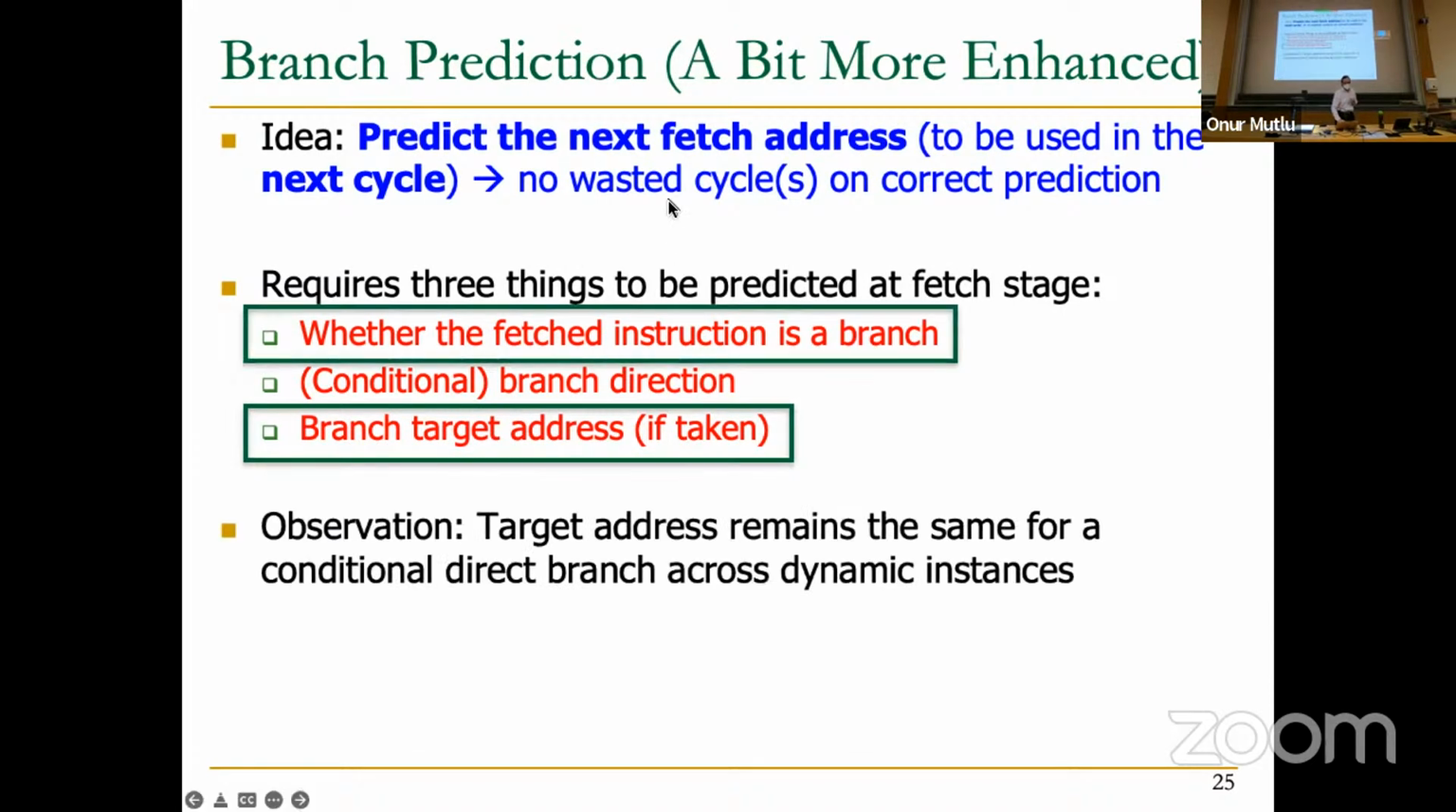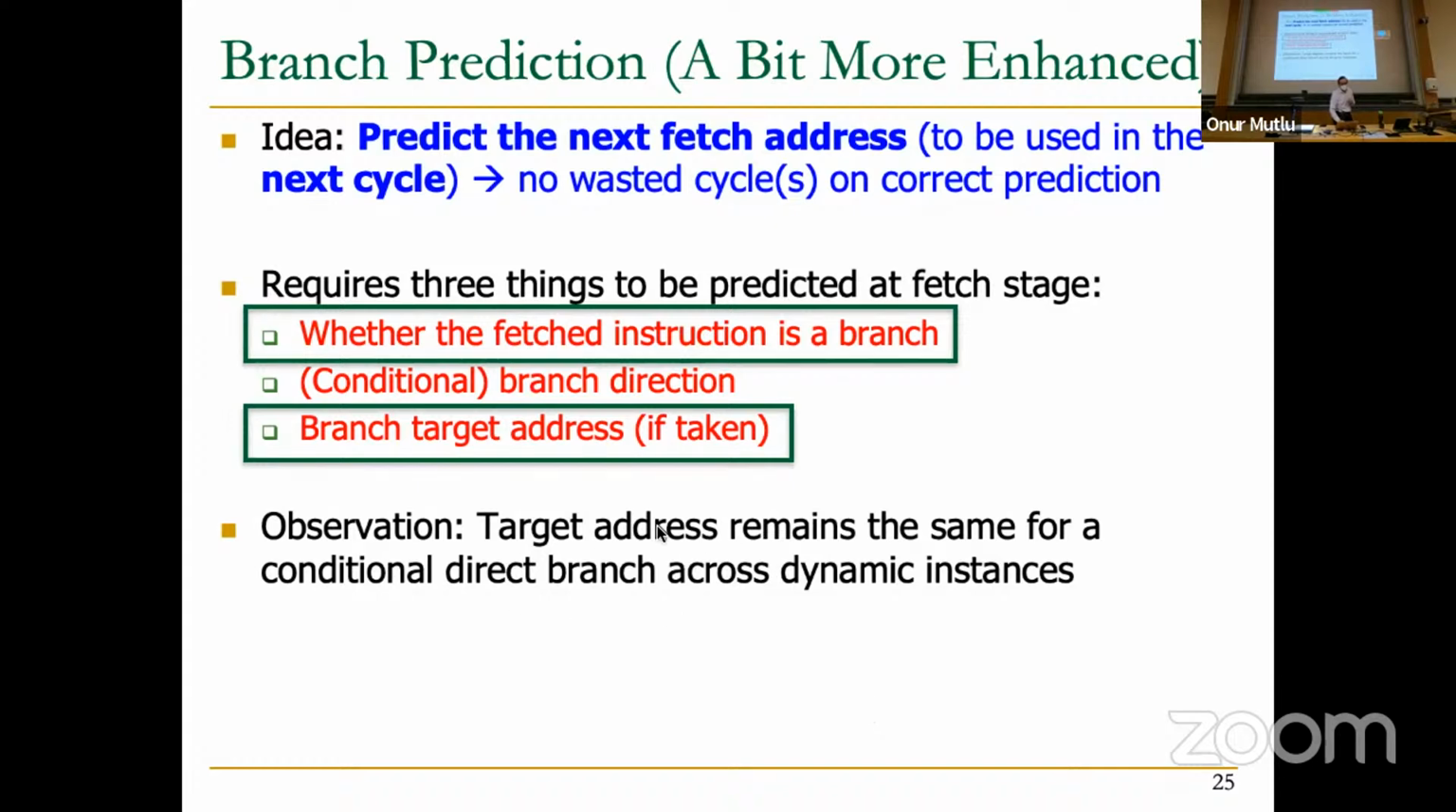Actually, 2 of these things can be remembered from past executions of the branch. Basically, the target address remains the same for a conditional direct branch across dynamic instances. So this is good to keep in mind. This is true for unconditional branches also. Only for indirect branches and calls and returns... well, this is true for calls also. For indirect branches and returns, this is not true.